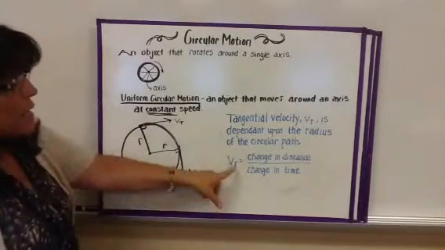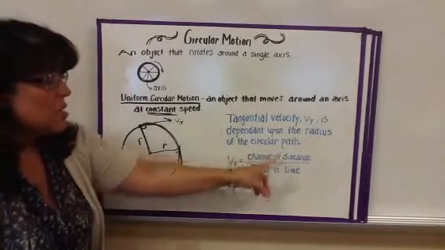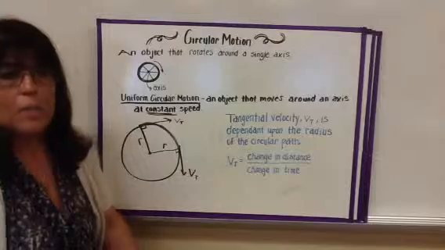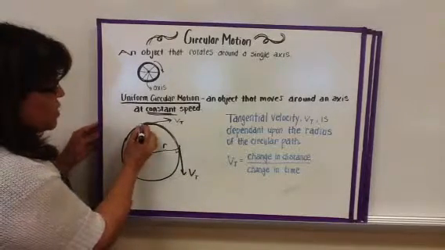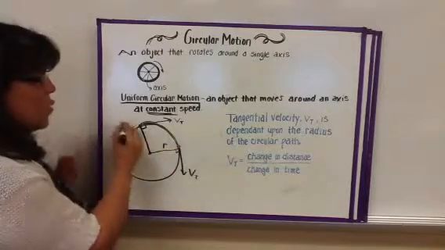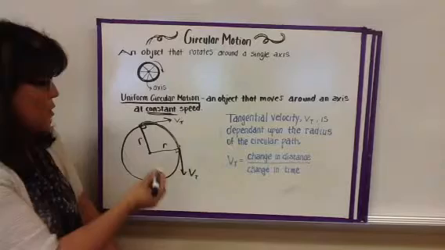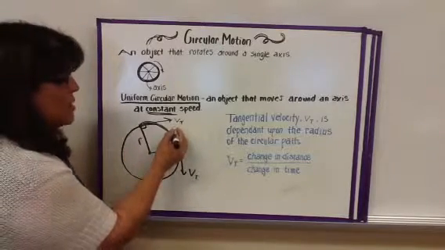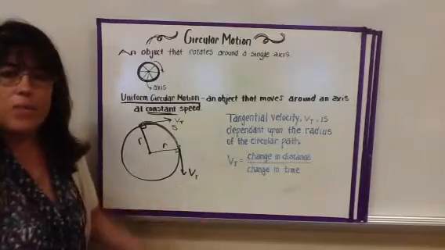Okay, so now tangential velocity, back from kinematics, is just a change in distance over the change in time. So the distance that we're going to be talking about is the distance that the object moves from here to here. Now, one full rotation is the circumference of the circle. So later on we're going to talk about this, but this is just s, it's just the arc length that that object has moved.